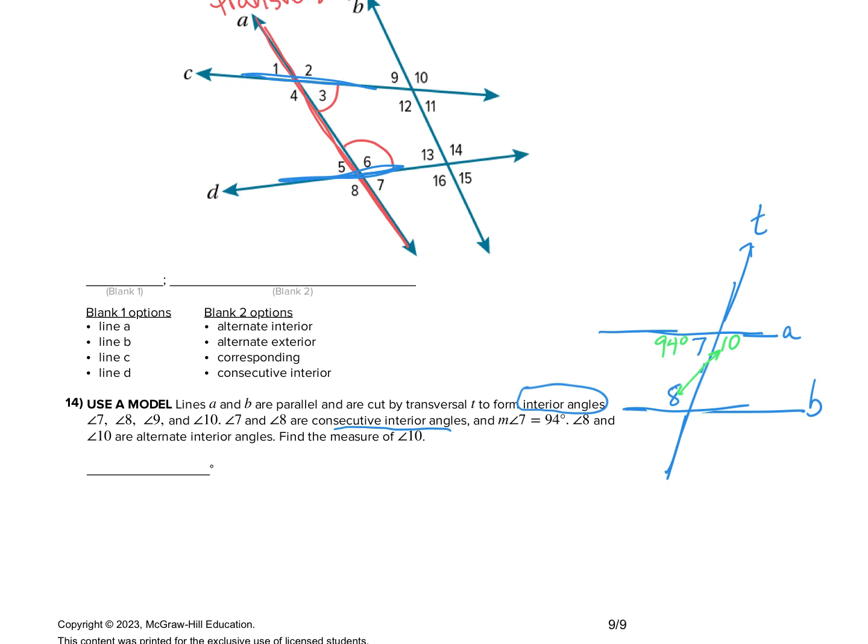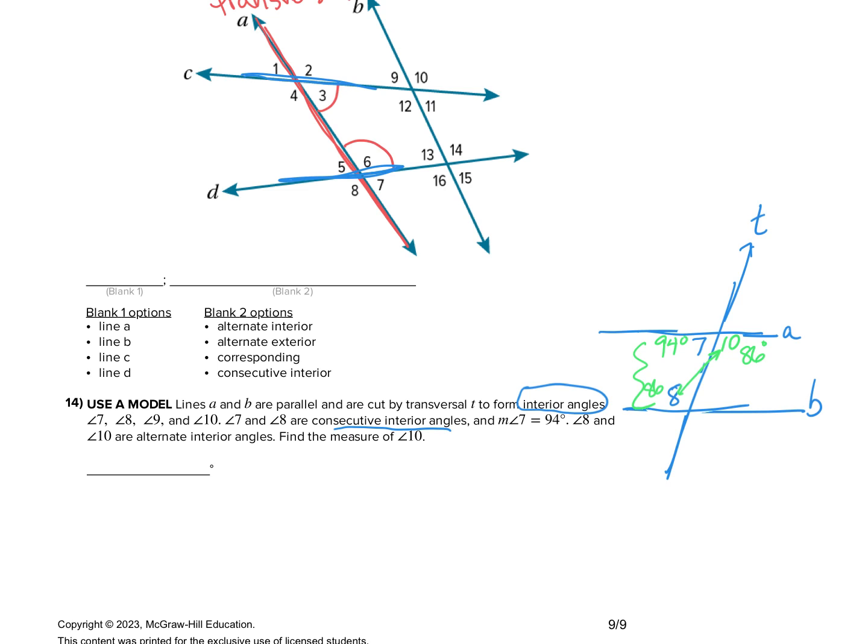Well, there's two things I notice here. First is that 7 and 8, because they're consecutive or same side interior angles, are supplementary. So angle 8 is going to be 180 minus 94, which gives me 86 degrees. And I know that alternate interior angles are always congruent. So angle 10 is also 86 degrees.